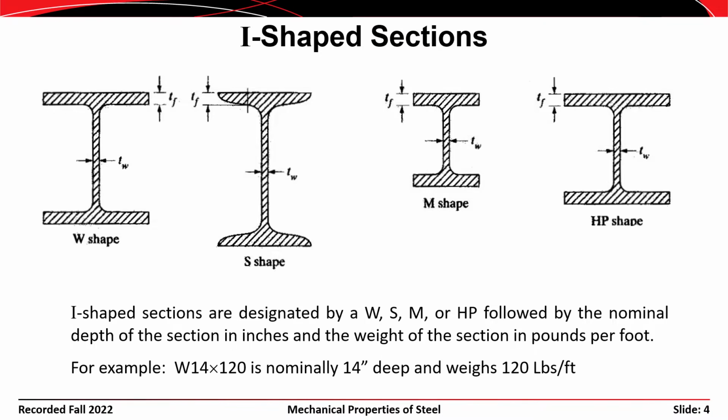So for example, a W14 by 120 is a wide flange shape that is nominally 14 inches deep and weighs 120 pounds per foot. Now be aware though that the depth is just the nominal depth, not the actual depth. So while 14 by 120 has a nominal depth of 14 inches, the actual depth is 14.5 inches.